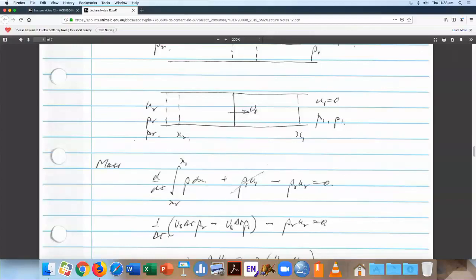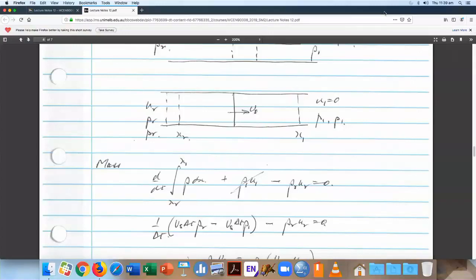And I want the rate of change of that, and I have the flux of mass across this surface out. Since u1 is equal to 0, the flux would be ρ1 u1, but u1 is equal to 0, so that's 0. The flux of mass across this boundary out is plus or minus. And why?